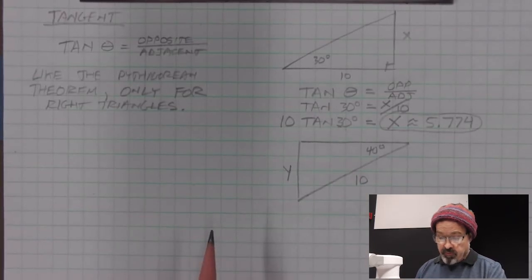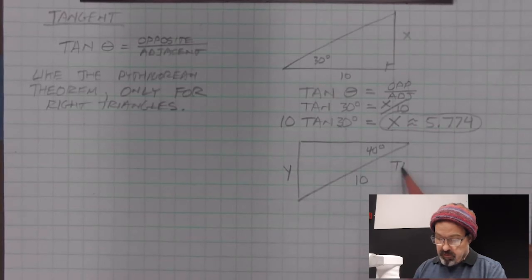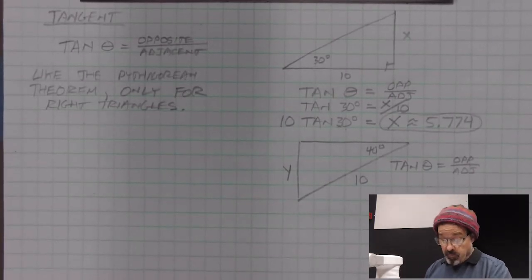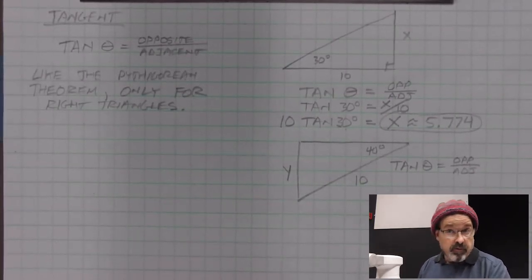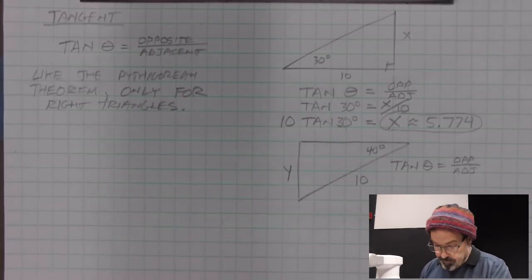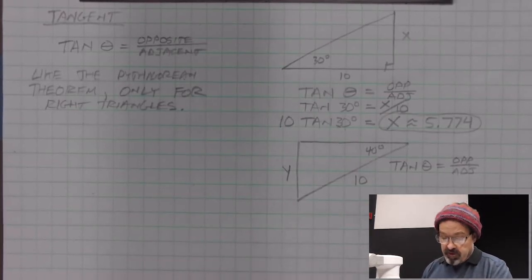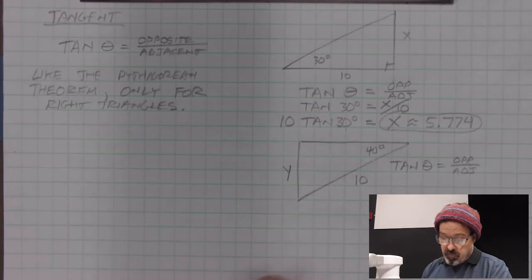If we use tangent, then we're going to begin: tangent of an angle is equal to opposite over adjacent. And we're reminding ourselves that if we're going to use tangent, it needs to be a right triangle. It kind of looks like this is a right triangle because it's drawn on graph paper, but that would be an assumption. We should say we cannot use tangent because we don't know if this is a right triangle.